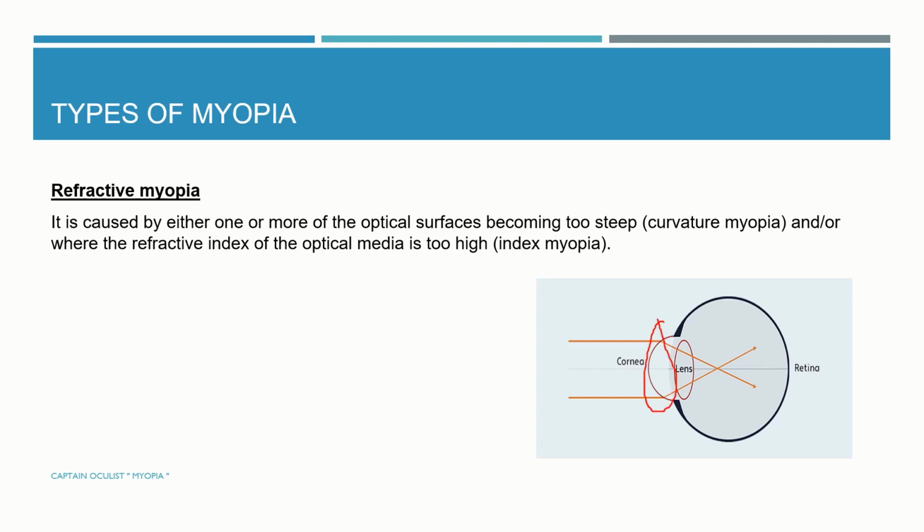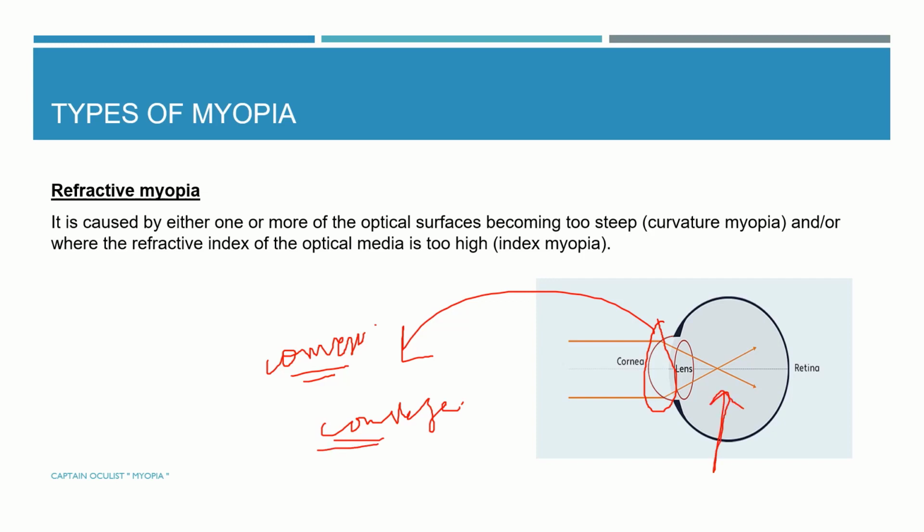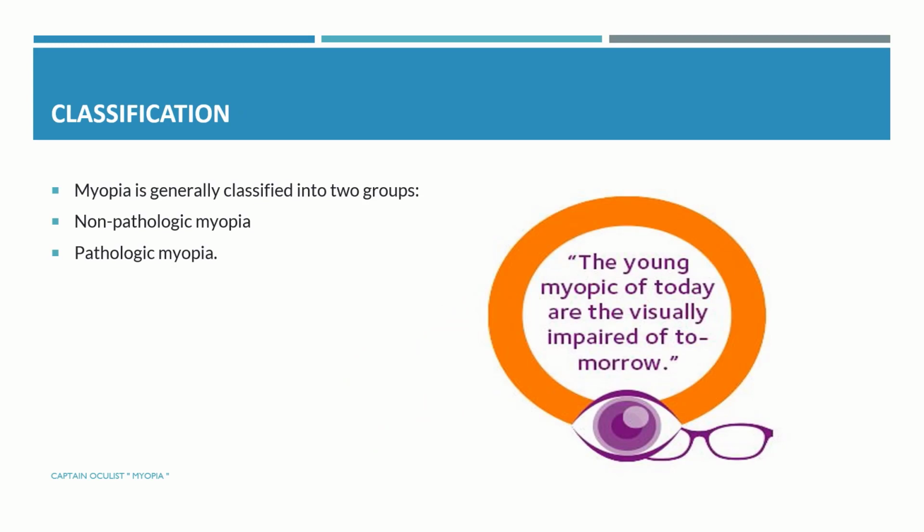It happens due to the steepness of any optical medium. Let's say that over here the cornea has become too steep, and because it is becoming too steep, its power increases. Now it is behaving as a convex lens over here, and it is the property of the convex lens to converge. So because of it, rays are being focused before the retina. Now let's talk about the classification of it.